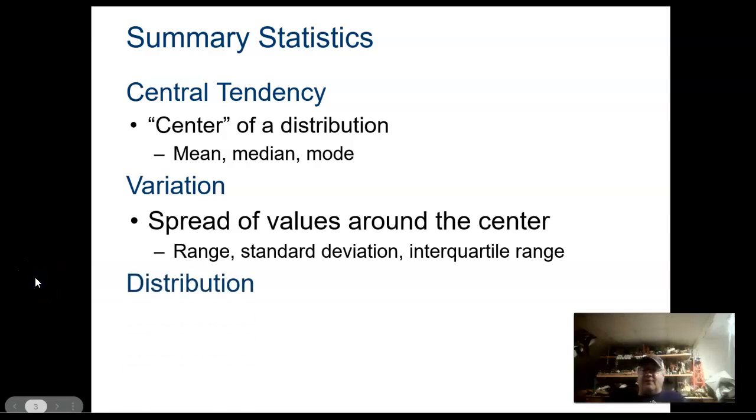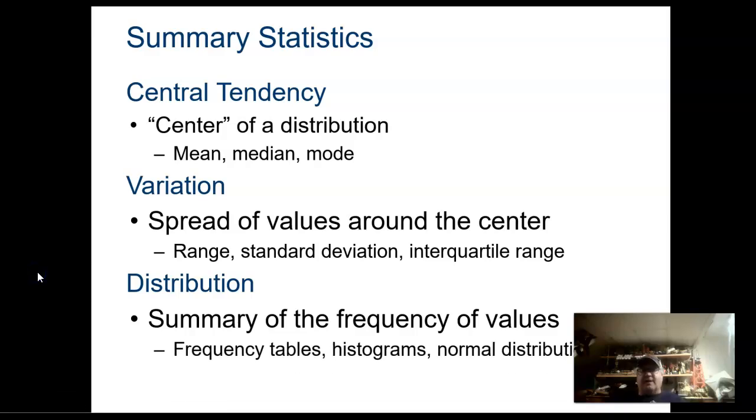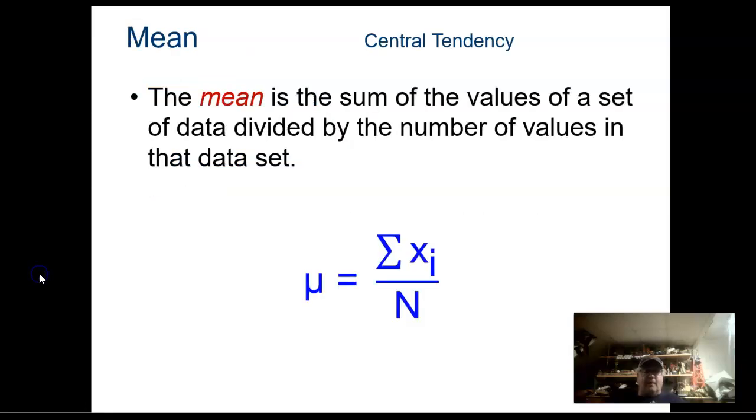All right. Then we also refer to what we call a distribution of these patterns that we start to see. That's our summary of the frequency, or how often we can expect or anticipate these numbers to show up again. We'll develop some frequency tables, what we call histograms, and we'll talk about what a normal distribution is in terms of these frequencies that we see. So let's start out now with the mean.